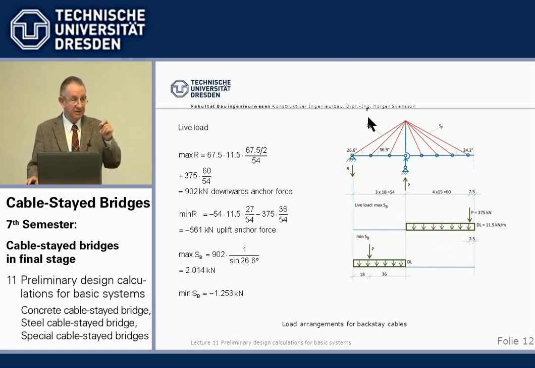Now, what cable forces go into the backstay cable from live load? Well, full load of the main span. Then we can calculate this support reaction again. The length, 67.5 meters, times the dead, it's not dead load, it should be live load. I'm sorry, that's a mistake. The live load is 11.5 kilonewton per meter, again times this lever arm divided by this, gives us 902 vertical component.